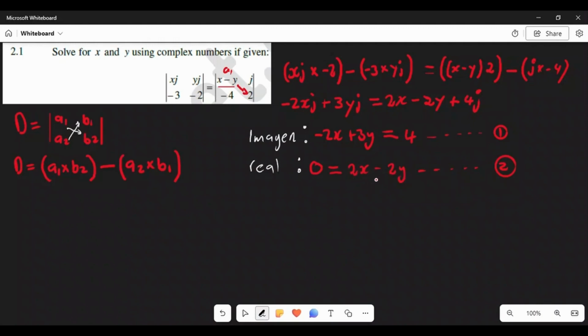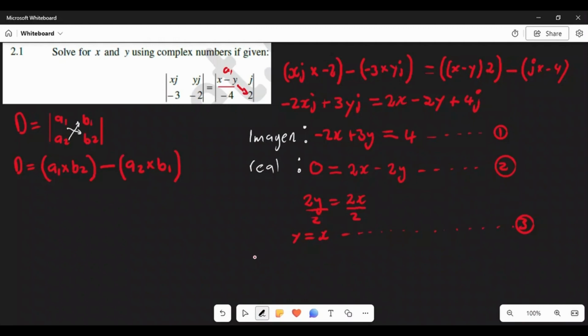The next step is to manipulate equation number 2 and make x or y the subject of the formula. I'll make y the subject of the formula. If I transpose y to the other side, this becomes 2y is equal to 2x. Then we just divide by 2 on both sides. So when we divide by 2, this becomes y is equal to x. We can say this is equation number 3.